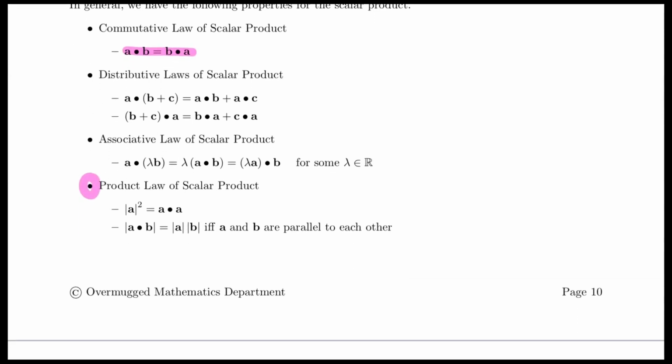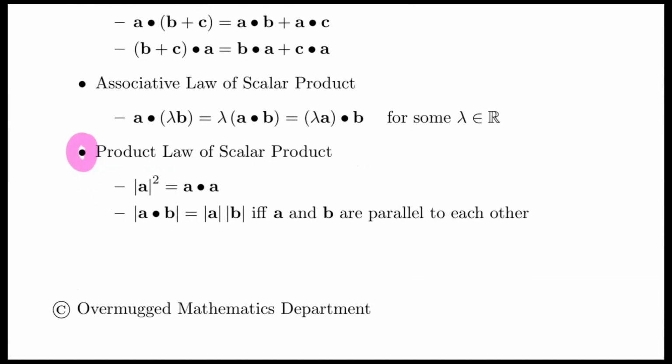This one is also super important. The product law for scalar product: A dot A is mod A squared. You need to remember the mod. This is why in some questions, the mod will suddenly appear out of nowhere. It's because of your dot product. The mods are very important. One more thing I want to show.